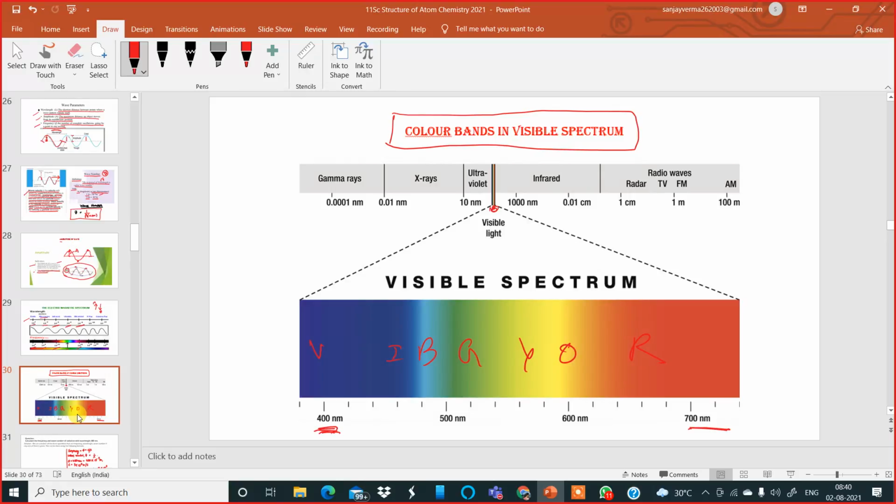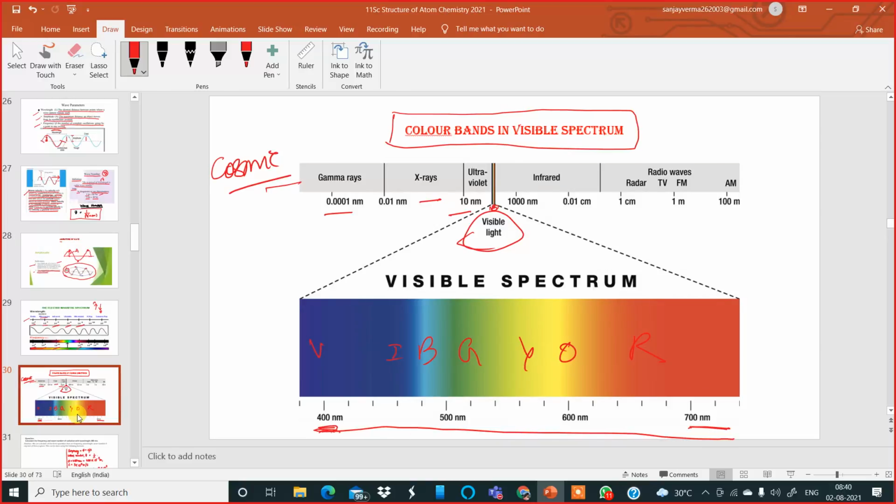VIBGYOR. Now here, if you see the color bands in the visible spectrum, beyond gamma rays there are cosmic rays. Its wavelength is given as 0.0001 nanometer. Then X rays are there, ultraviolet rays are there. Then comes the visible light over here. From this chart, it is very important for you all to keep an idea about the wavelength of the visible spectrum, between 400 nanometer to around 700 nanometers. That you have to keep in mind and remember.